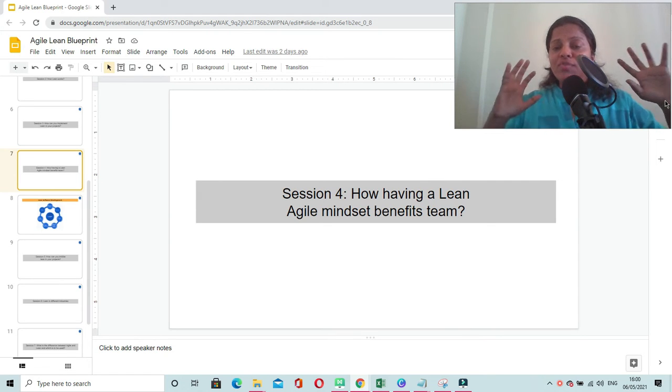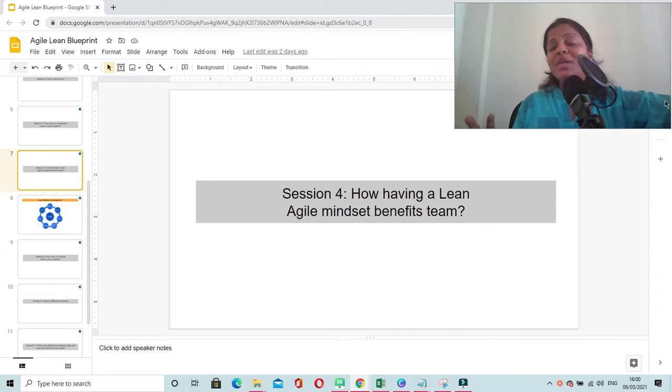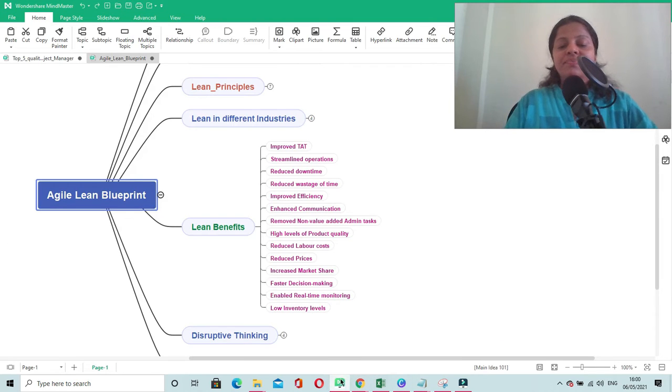And if you have not studied or not completed our previous sessions, please go back and complete those sessions and then start with this session. Then only it will make sense. Okay. Now, here we are going to understand what all are the benefits of Lean framework.